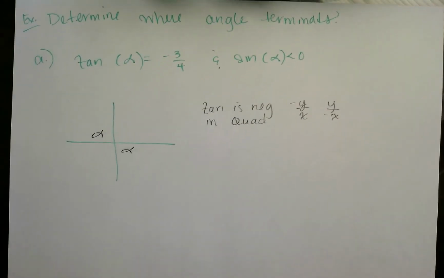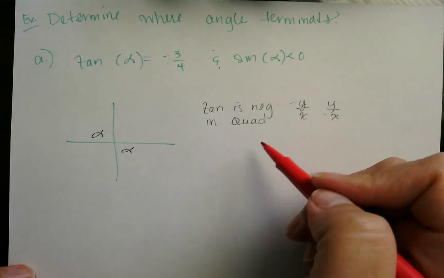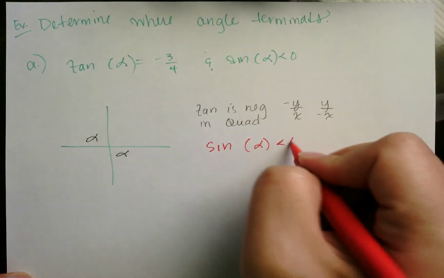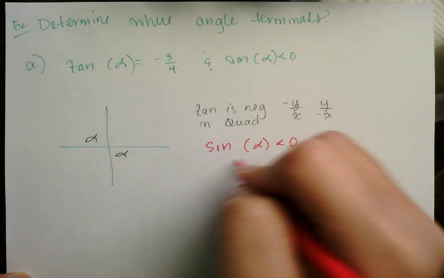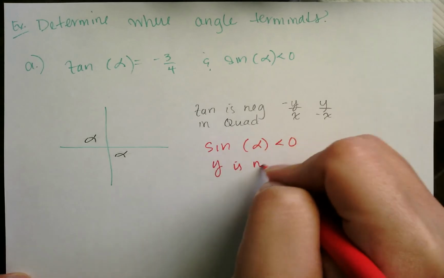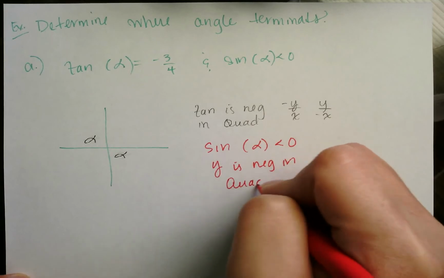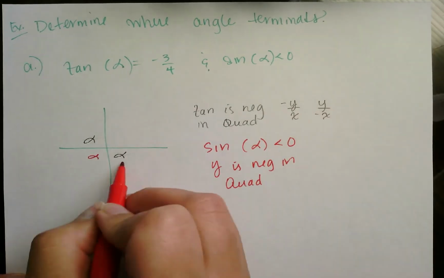Alright. That means we got to use the other piece of information to narrow it down. Sine of alpha is less than 0. What's less than 0 mean? That's where y is negative. So y is negative in quadrants. Where's y negative? 3 and 4.